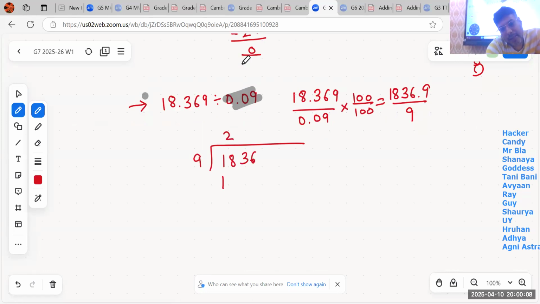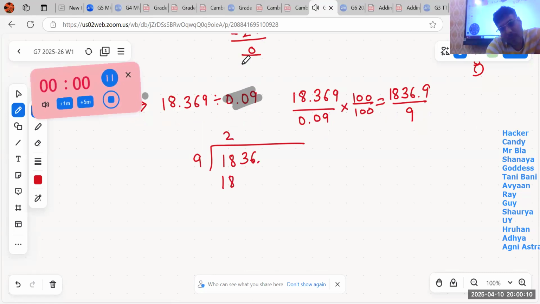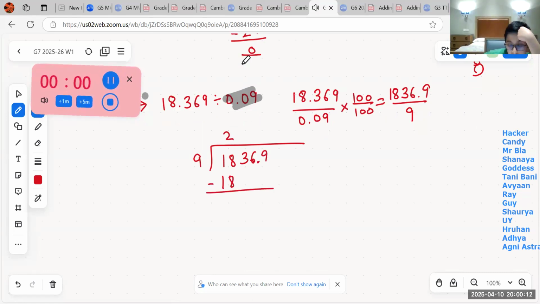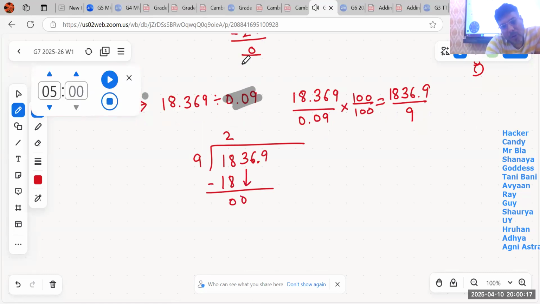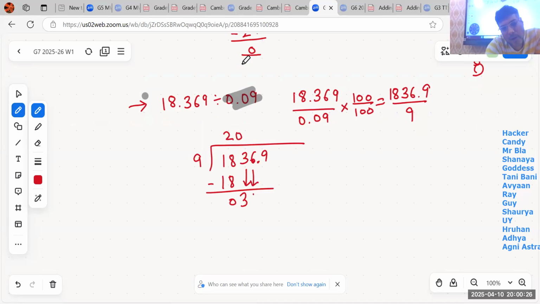So 9 twos are 18. Then because 3 will come here, I cannot divide that, so I will put a 0 in my quotient. Then 6 will fall down. It will be 9 fours are 36. Then I got a decimal point here, so I will put a decimal point here in my quotient also. 9 will fall down. 9 ones are 9. And I will get 0.